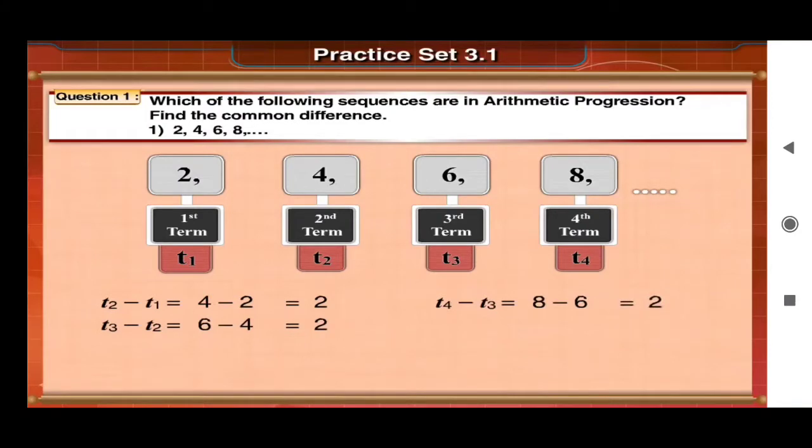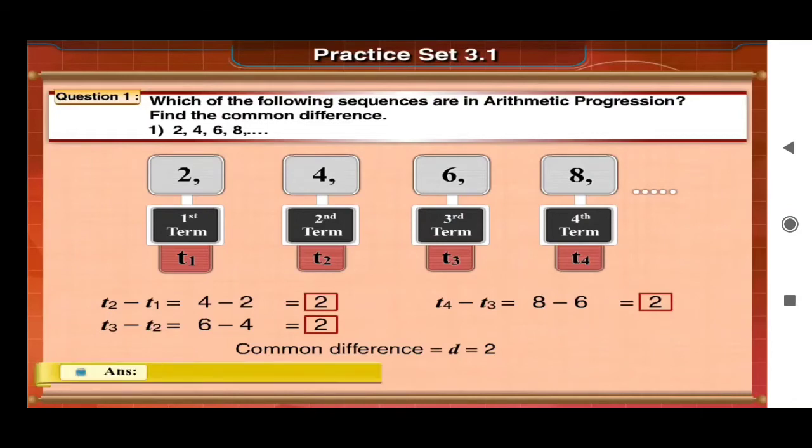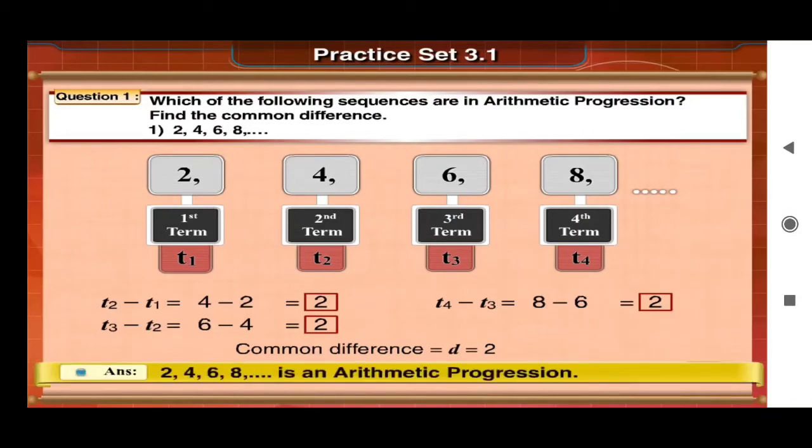Here, the difference between any two consecutive terms is the same. This means the common difference is 2, and therefore the sequence 2, 4, 6, 8, and so on is an arithmetic progression.